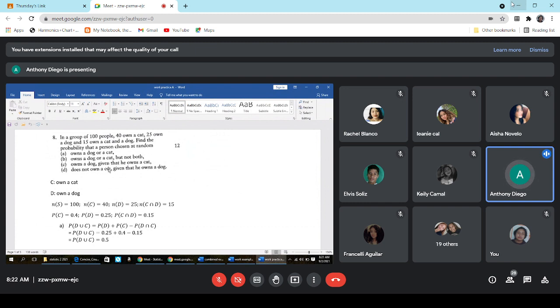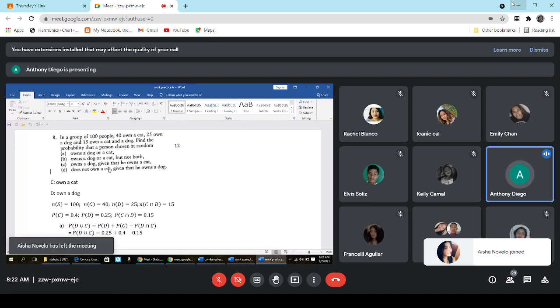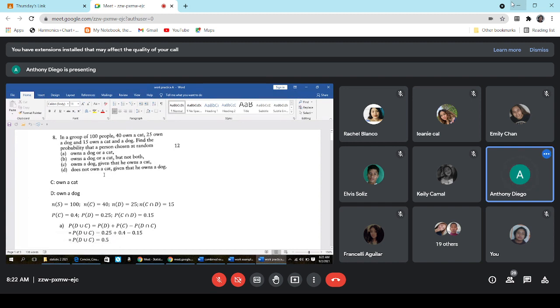Okay, let's look at this problem here. It said, in a group of 100 people, 40 own a cat, 25 own a dog, and 15 own a cat and a dog. Find the probability that a person chosen at random owns, for part A, a dog or a cat; B, owns a dog or a cat but not both; C, owns a dog given that he owns a cat; and D, does not own a cat given that he owns a dog.